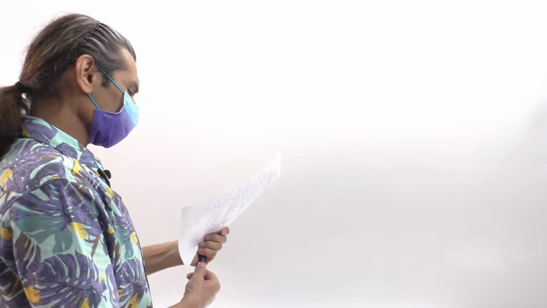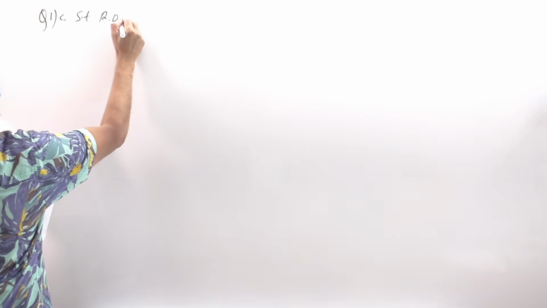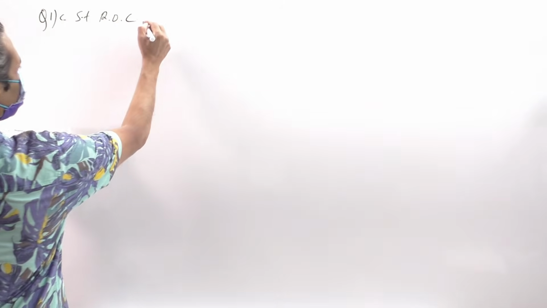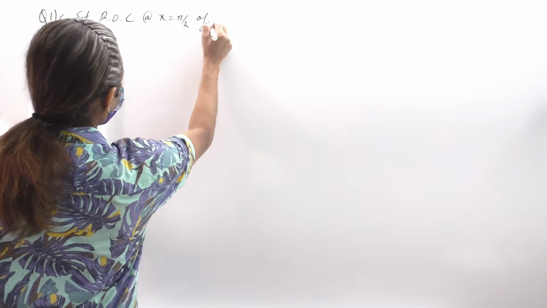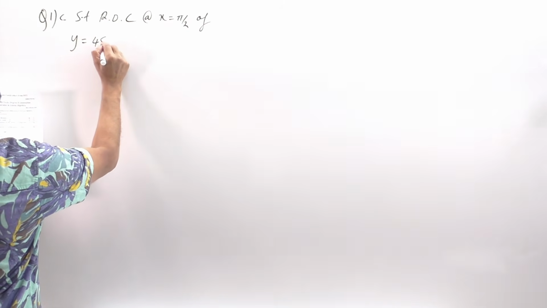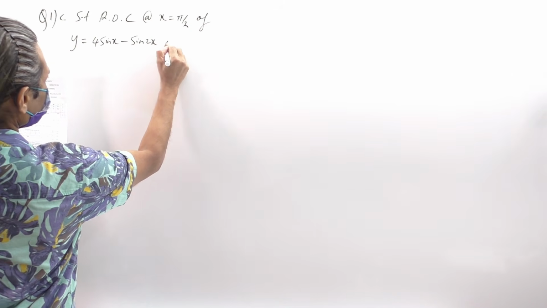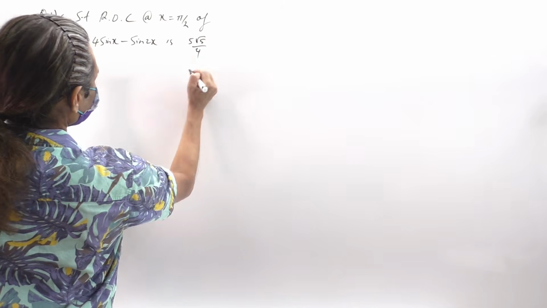The third one is question 1c. Show that radius of curvature at x is equal to pi by 2. I solve it here. So question number 1c. Show that the radius of curvature, I am writing short form, at x equal to pi by 2 of the curve y is equal to 4 sin x minus sin of 2x is 5 root 5 by 4. Okay, so let's solve this question.